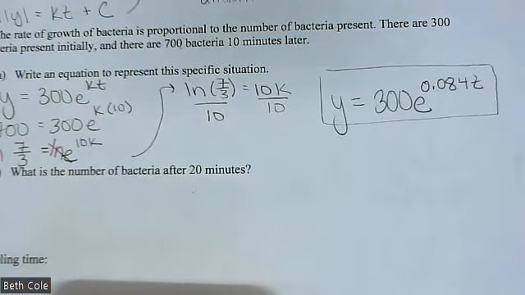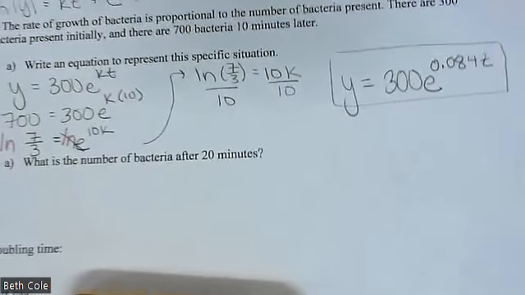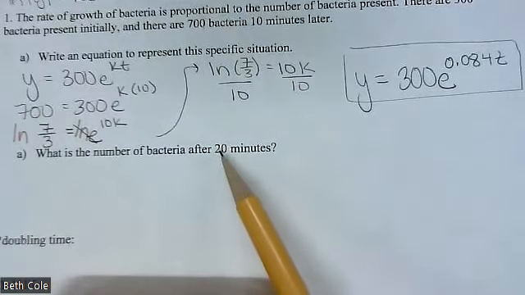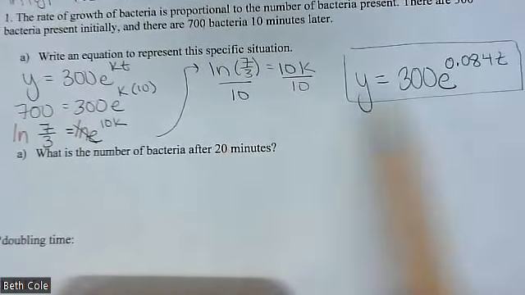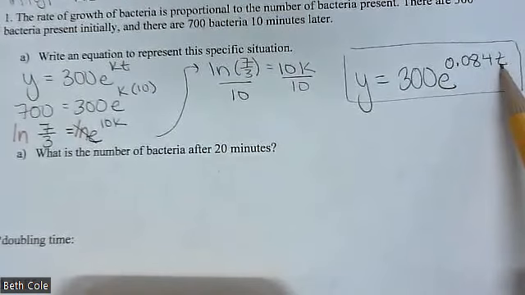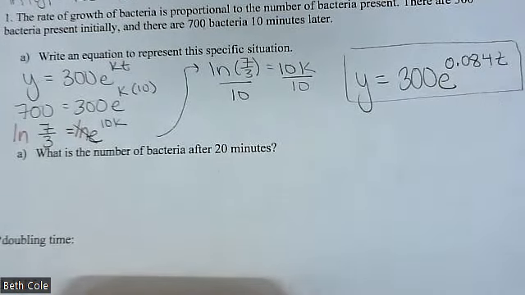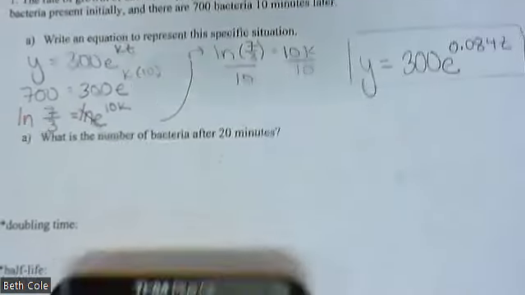Now, the reason we need to store that is for part B. What is the number of bacteria after 20 minutes? Well, you would take 20 and do what with it? Plug it in for t. Just make sure you don't type 0.084. Make sure you do alpha A so it'll copy paste it for you.